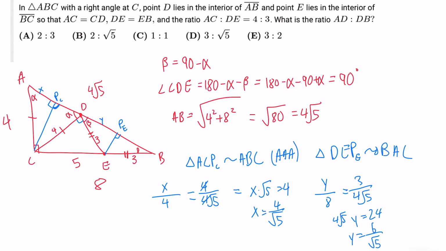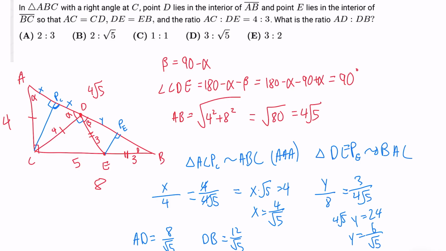Okay, so here's what we get. We get DP is equal to 6 over the square root of 5, and then APC is equal to 4 over the square root of 5. And so that means that we can figure out AD, which is just 2 times x, because this is also x. So it's just 8 over the square root of 5. And then DB is equal to 2 times y, which is 12 over square root of 5.